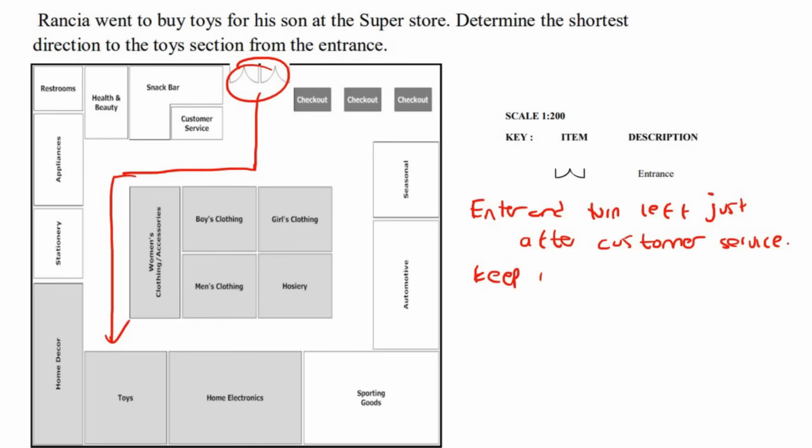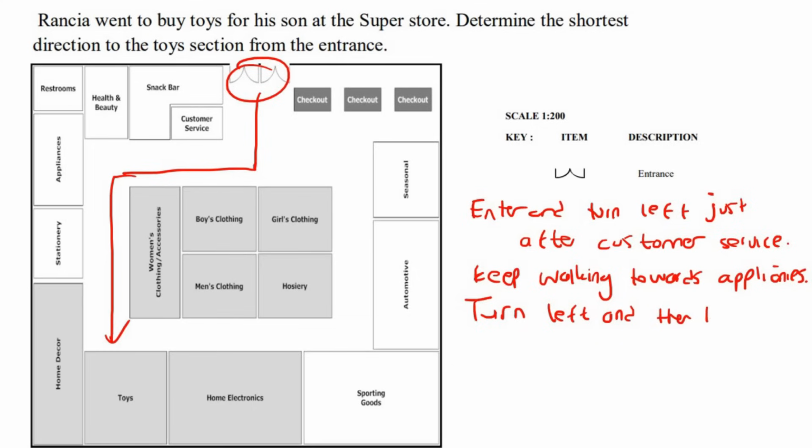Keep walking towards appliances. Then turn. Now remember, if you're going this way and you go like that, that's a left turn. So you're turning left. Turn, not ton, turn left, and then keep going until he reaches the toys.